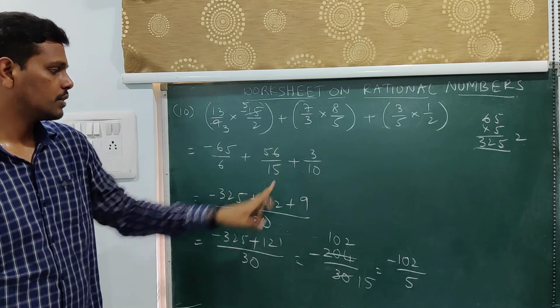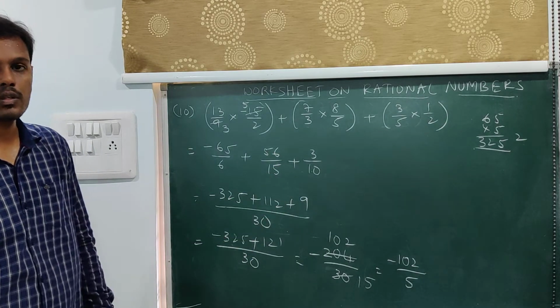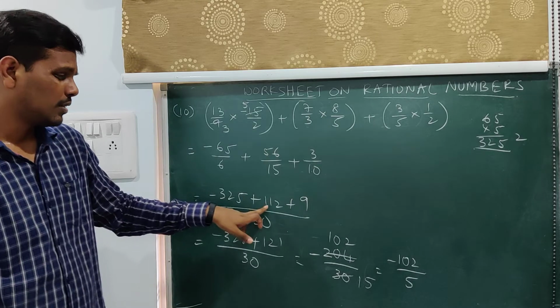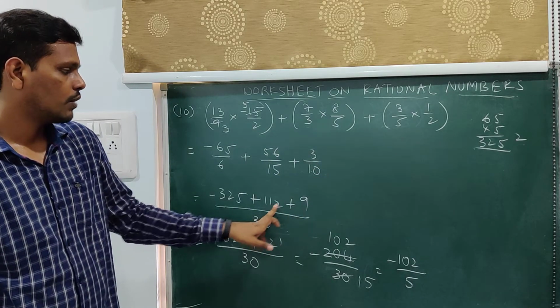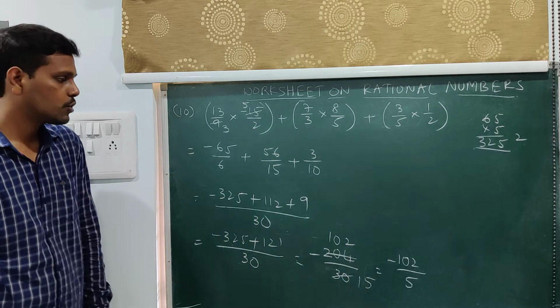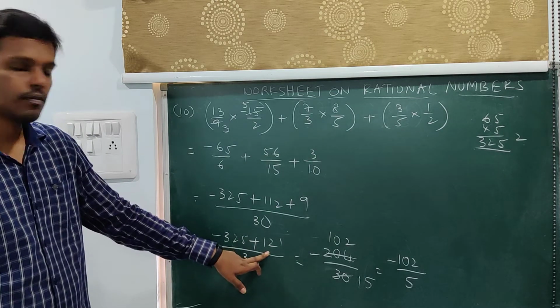15 2s are 30, 56 2s are 112, 6 2s are 12, 2 1 5 2s are 10, 11 12, 11. So this is what you get. 10 3s are 30, 3 3s are 9. 112 plus 9 gives you 121. That is what I have written.